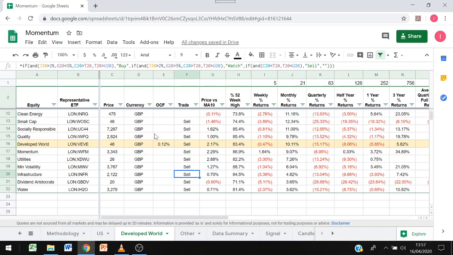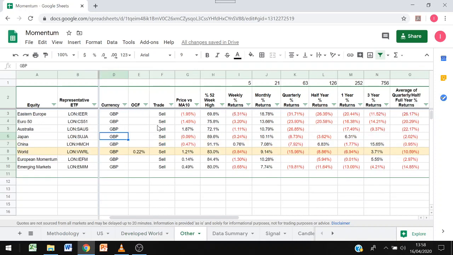Infrastructure can depend on what the infrastructure is. I think sometimes it's like airports and oil pipelines. So some of them have been hit with falling revenues, falling profits. Dividends, absolutely horrendous, with 22% negative return over 3 years. That does actually exclude the dividends that would have been received. But even so, dividend investing through ETFs is not recommended.